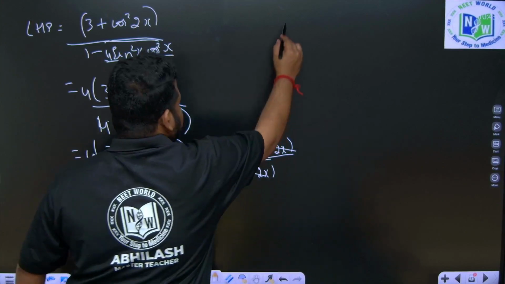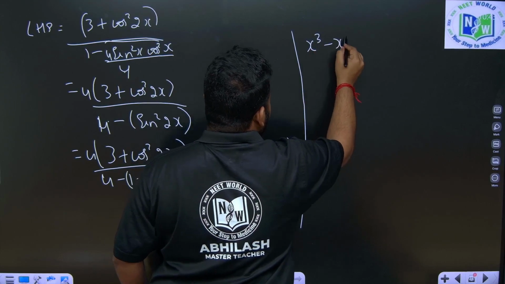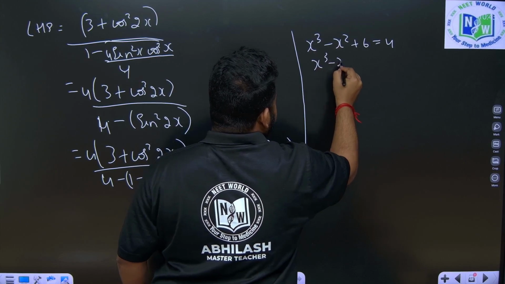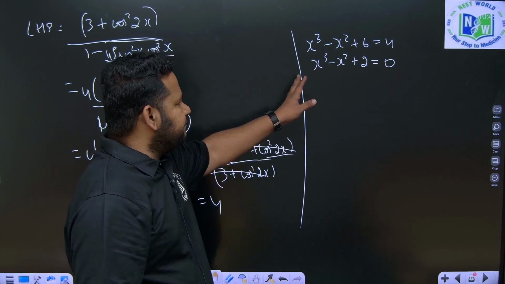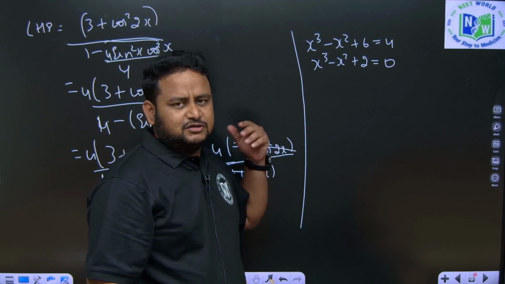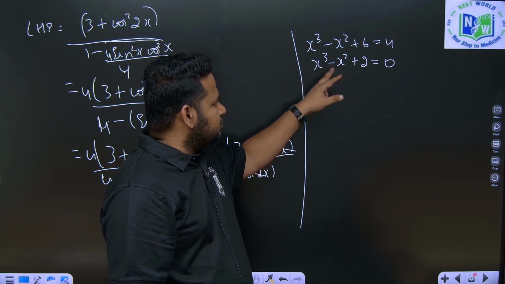So x cube minus x square plus 6 is equal to 4. So I will get x cube minus x square plus 2 is equal to 0. Now we have a cubic polynomial to solve. First we have to find one of the values of x. So first I put x is equal to 1: 1 cube minus 1 is 0, plus 2, I will get 2 only.